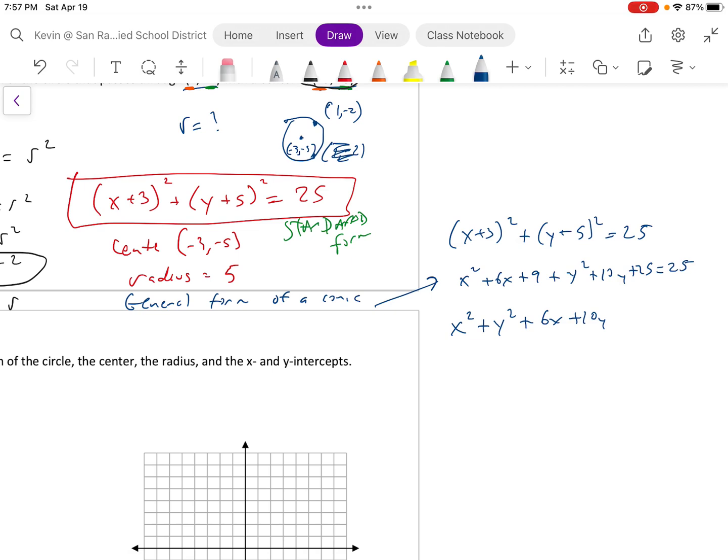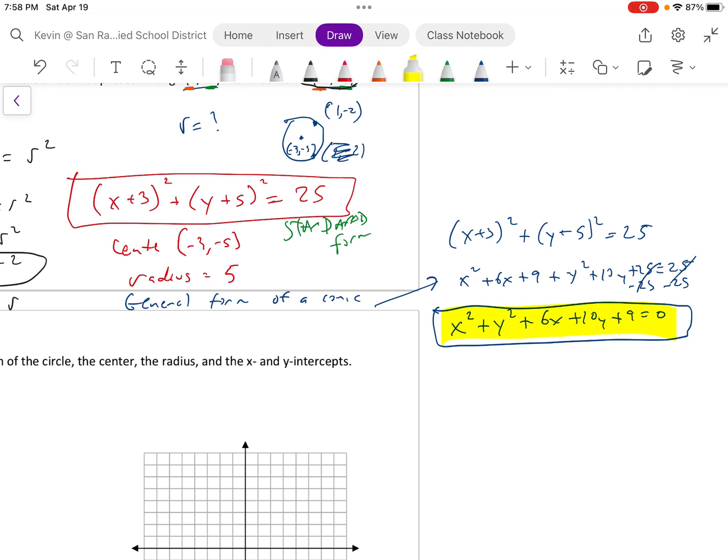So I've got x squared plus y squared plus 6x plus 10y, and then I'm subtracting 25 from both sides, so that basically cancels those out. It leaves me with plus 9 equals 0. So this is the general form.